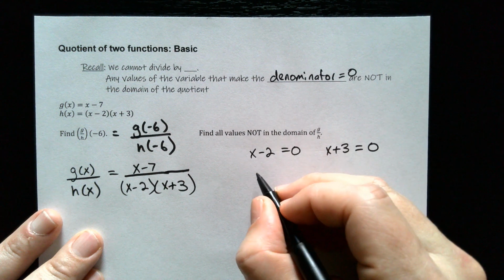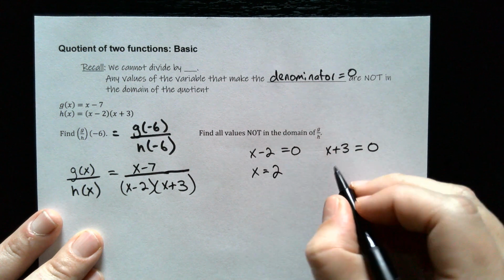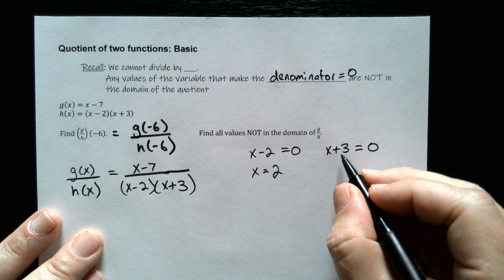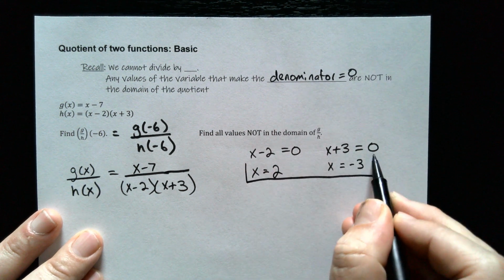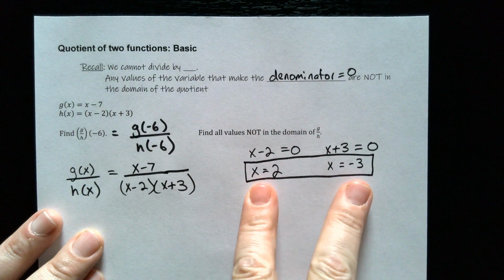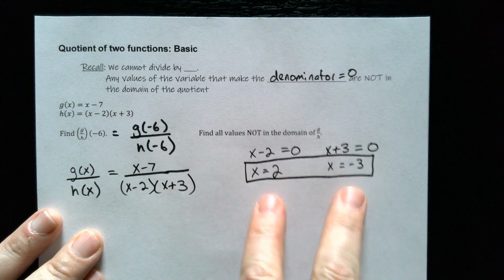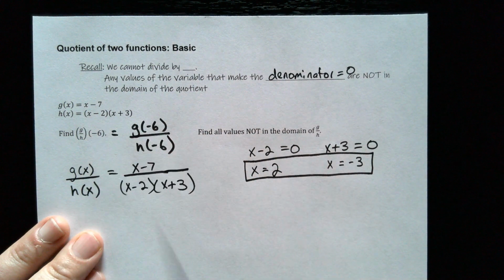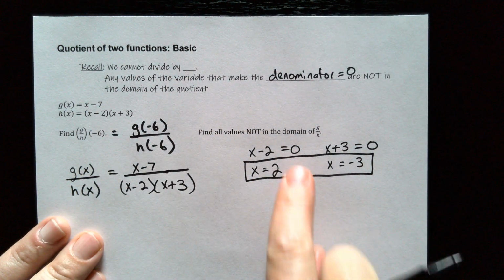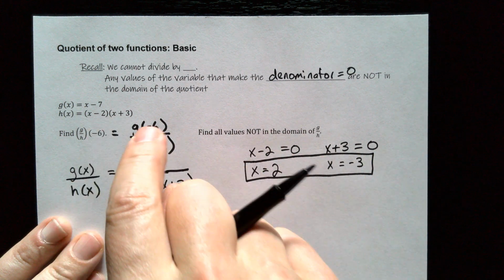So this one, we move the 2 over, it becomes x equals 2. And this is x equals -3. So what are the values that are not in the domain? These. So if they would have asked us to find one of these numbers in this function, it would have been undefined. Okay, but they didn't. They asked us to find -6. So now that we've found the domain issues, let's go ahead and find the answer to this.